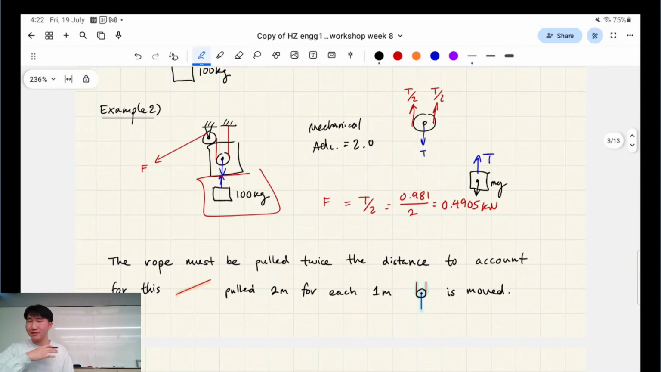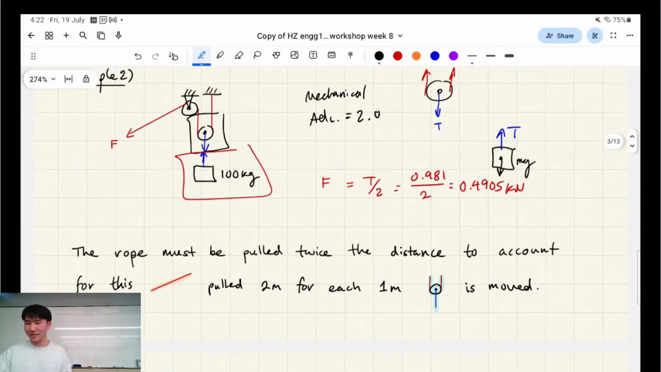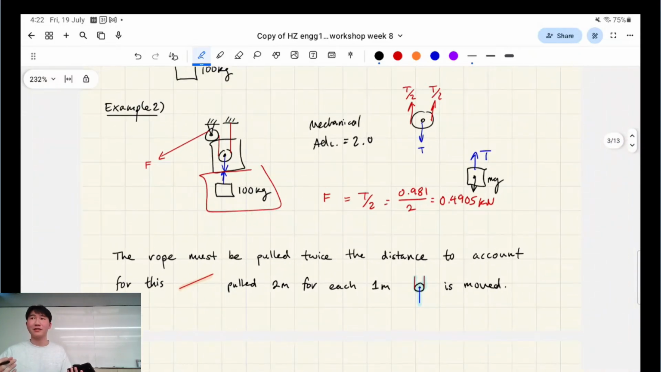So this might seem like you're just spawning force out of nowhere, but it's conserved because it's balanced out by the displacement, right? So you have to pull twice the distance at half the force for this particular case. Yep. What is mechanical advantage?